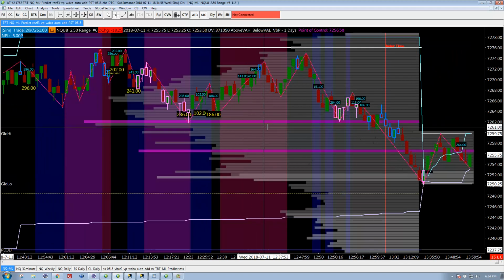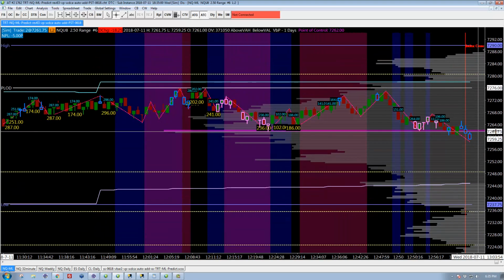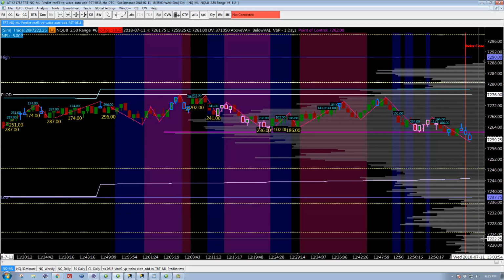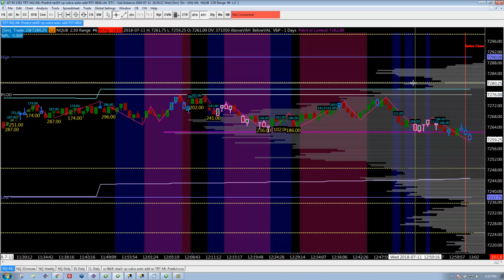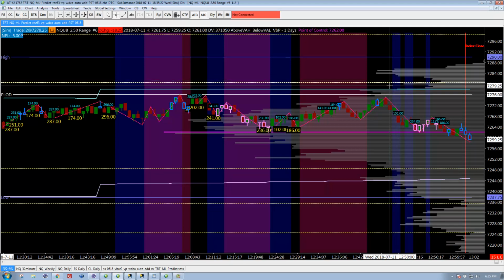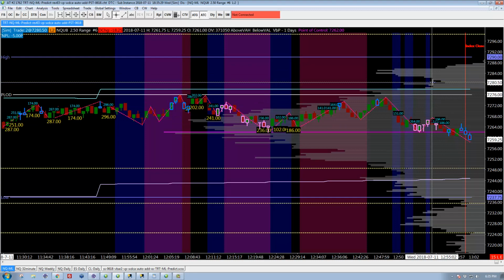The yellow lines represent the low volume nodes, and the dilemma here, this is very interesting, because a low volume node means the market hasn't spent a lot of time there, and so there's a reasonable expectation that it will continue to not spend a lot of time there, and either bounce off these areas or blow through them. So they're good areas to look at.